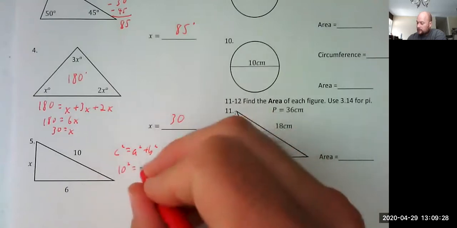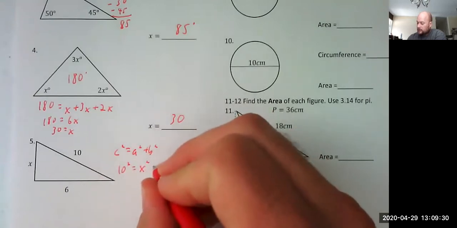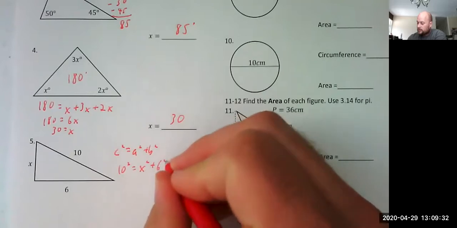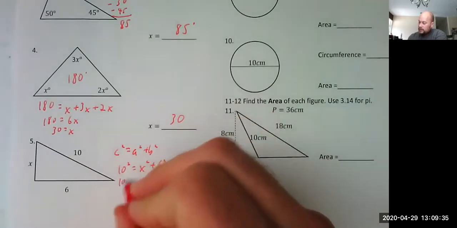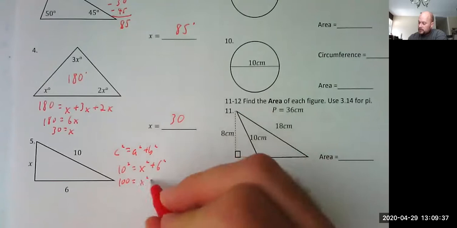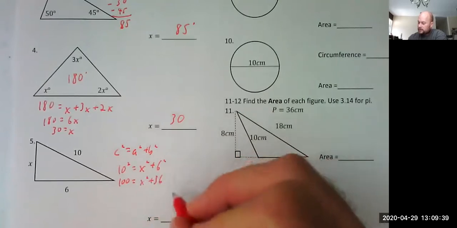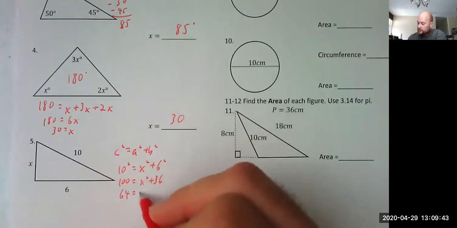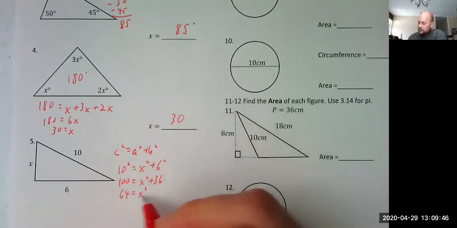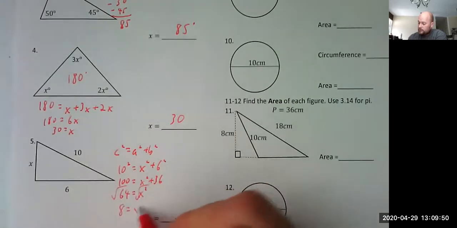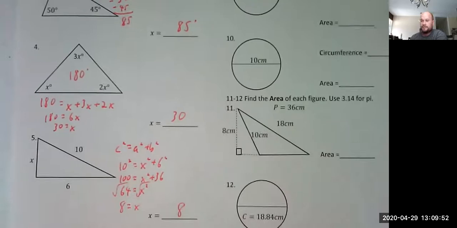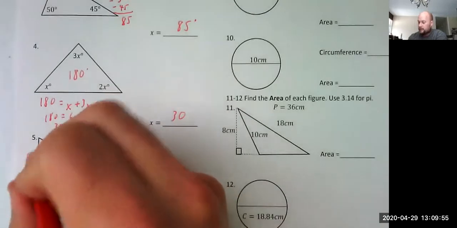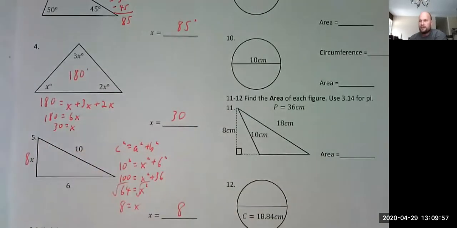The other 2 sides are going to be A and B, so I'm going to do x squared plus 6 squared. 10 squared is 100. 6 squared is 36. Subtract off 36, that leaves me with 64. In order to get rid of the square, we are going to square root. So x is 8. Like I said, not drawn to scale. If I wanted to draw this to scale, I probably should have switched those 2 sides around. But again, that is our answer.